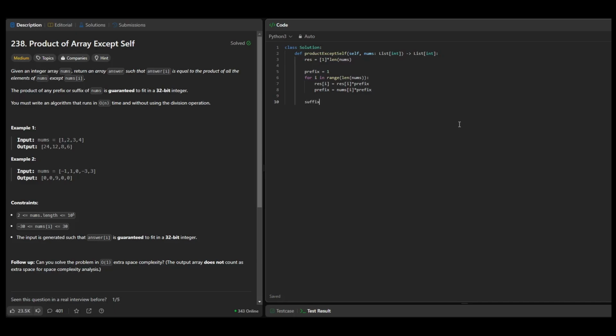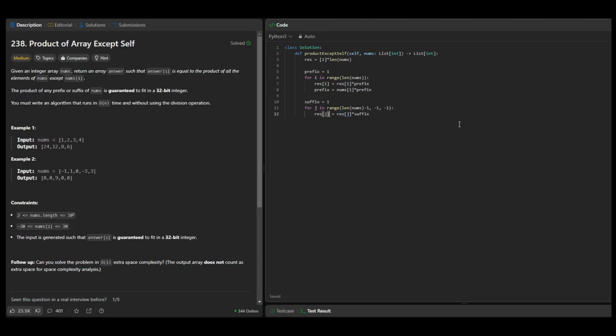Let's go for suffix. Suffix equals 1. For j in range length of nums minus 1 until 0, we will go, taking a step of minus 1. We are going from right to left in an array. Now let's store the suffix value. So result i equals, very similarly, sorry, not i, it should be j. Result j multiplied by suffix. This would not just store the value of suffix but also multiply that with the prefix we already have.